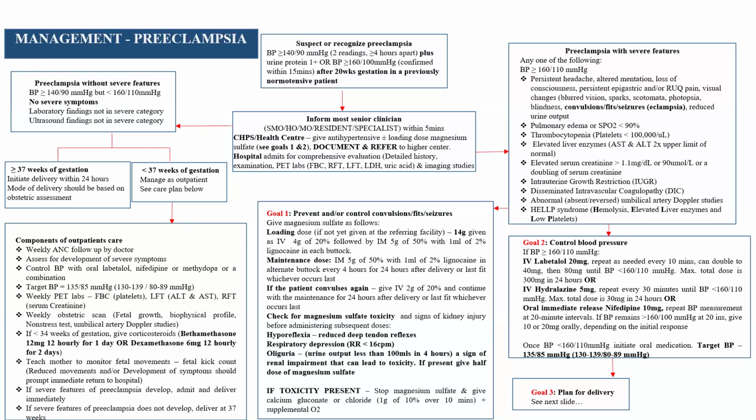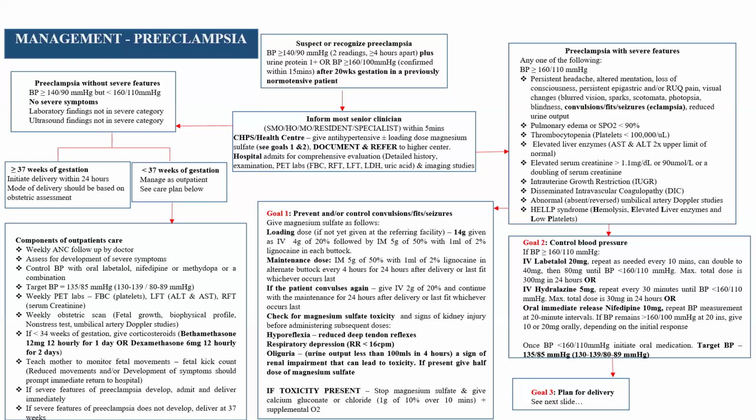If there's no labetalol, you can opt for IV hydralazine, at a dosage of 5 milligrams. You can repeat every 30 minutes until the BP drops out of the severe range, and the maximum total dosage is 30 milligrams in 24 hours. Or you can use the oral immediate release, plain nifedipine, 10 milligrams. This time around, you repeat the BP measurement at 20 minute intervals. If the BP remains high, still in the severe range, at 20 minutes, you give 10 or 20 milligrams orally, depending on the initial response.